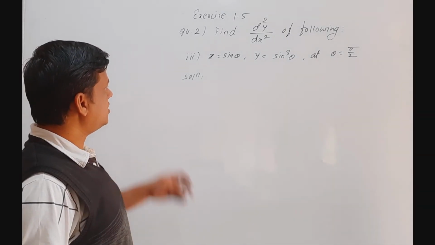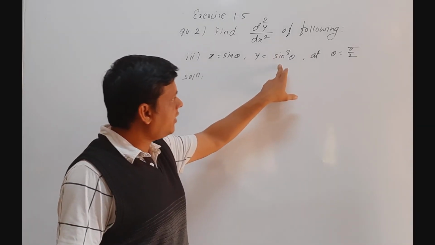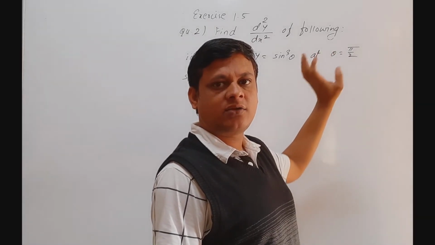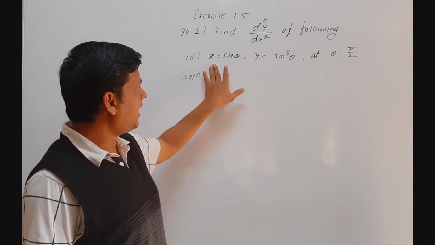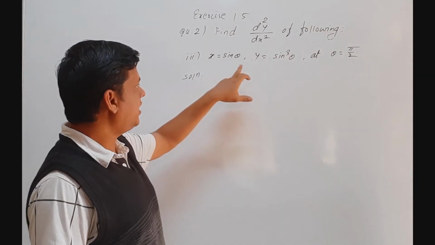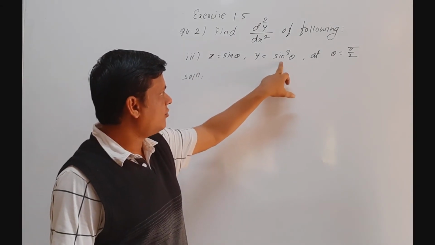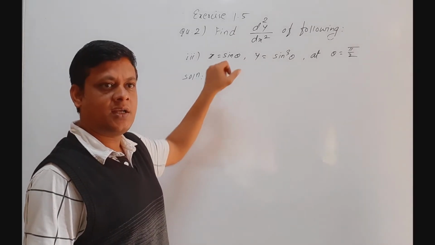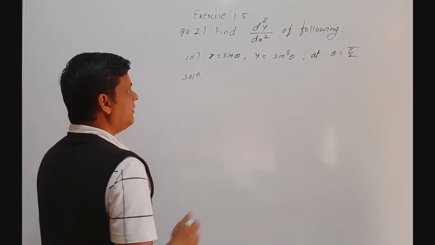Now see sub question third. Here x equals to sin theta, y equals to sin cube theta, and we have to find d2y by dx2 at theta equals to pi by 2. Here we do not directly differentiate these two functions with respect to theta because we can eliminate this sin theta. So see here you can write this sin cube theta as x cube from this x equals to sin theta. So we differentiate this by eliminating the parameter.